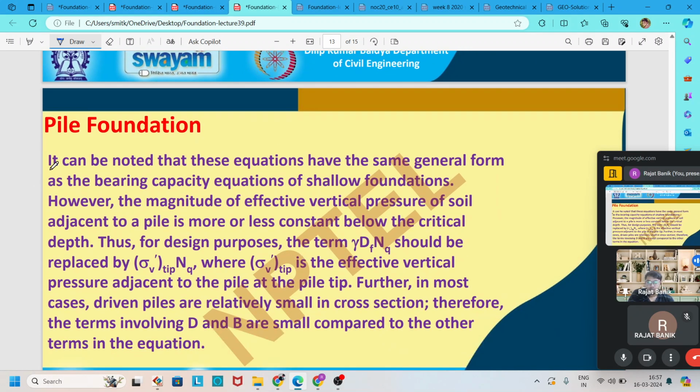Here is one important note. It can be noted that this equation has the same general form as the bearing capacity equation of shallow foundation.